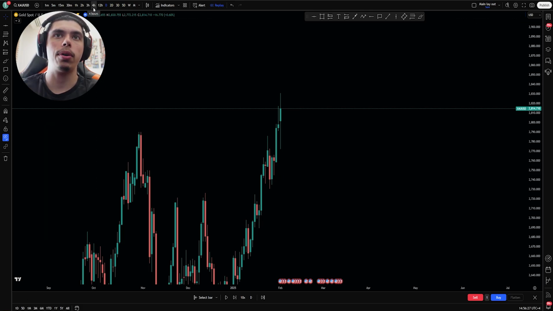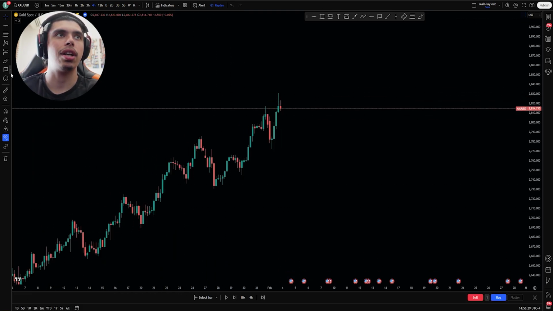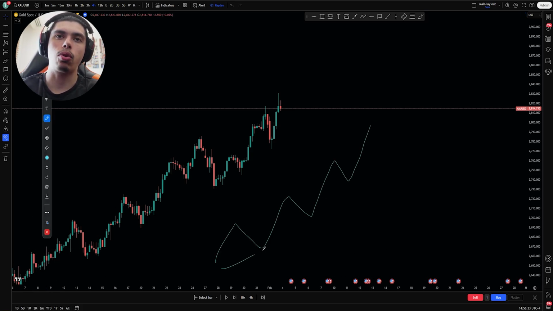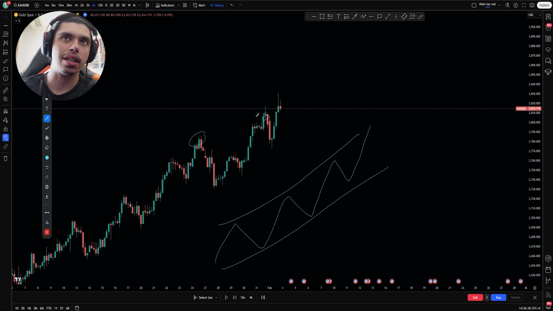When we go down to the 4 hour time frames, we can see what price action has been doing. What market structure has been making: higher highs and higher lows. This is called an uptrend, right? When we have higher highs and higher lows, you can see this high is higher, right? These highs are higher, these lows are higher.